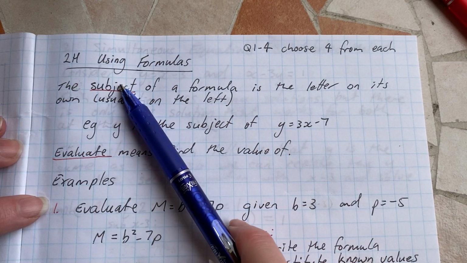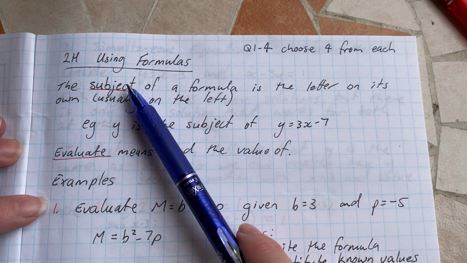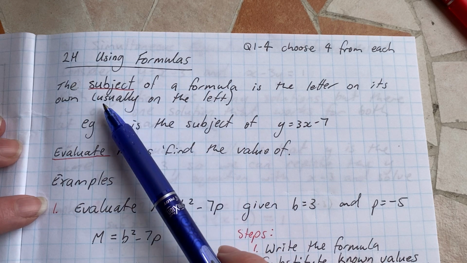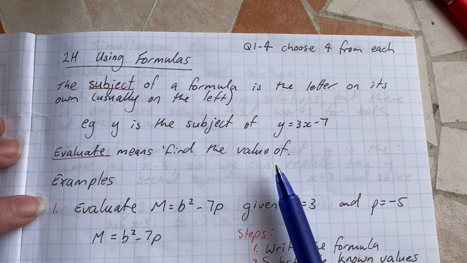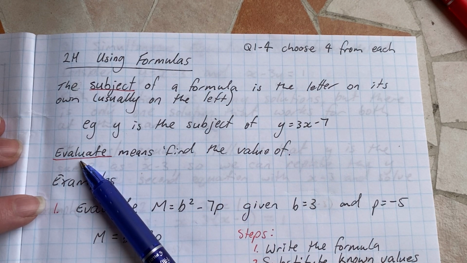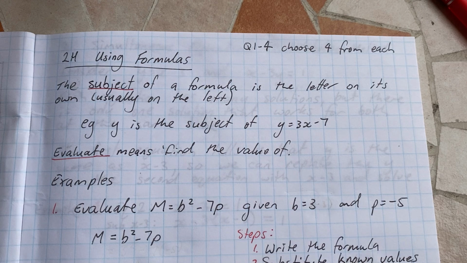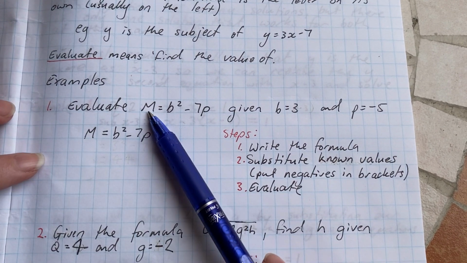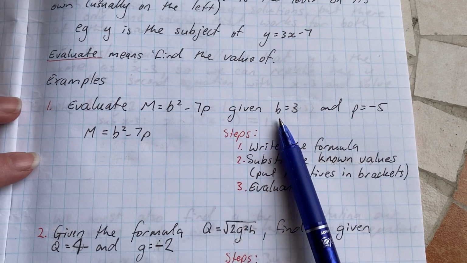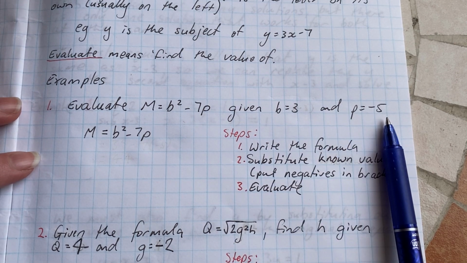The word subject means the letter that's on its own in a formula. It's usually on the left. So for example, with y equals 3x minus 7, y is the subject. And the word evaluate we've come across before, it means find the value of. So here's an example. Evaluate m equals b squared minus 7p given b equals 3 and p equals minus 5.